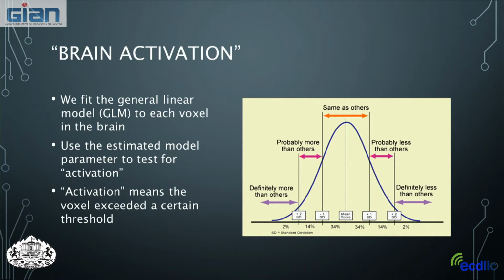So what we're going to do to find brain activation is fit our general linear model, and we're going to use our estimated model parameters to see if they're the same as others, or less or more than others. And we're looking for differences that fit in these little outer reaches of this curve so that we can say it's different from something else, then we can call it activation. So once it exceeds a certain threshold here, then we can say we know this is activation. And we'll go through this in more detail.